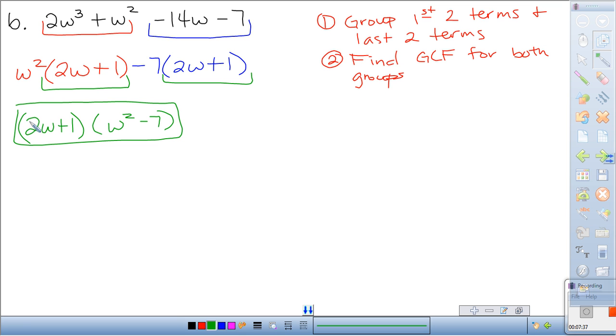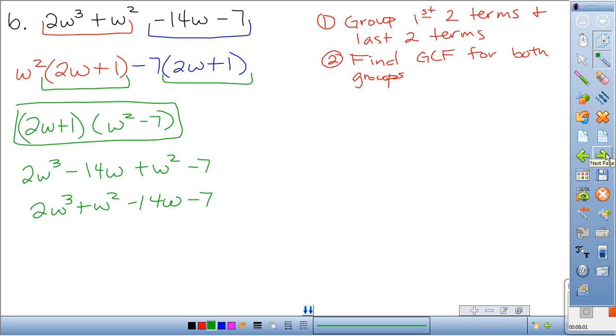And then we FOIL to check it. 2w times w squared, 2w cubed. 2w times negative 7, negative 14w. 1 times w squared plus w squared. 1 times negative 7, negative 7. Rearrange it to put it in standard form. 2w cubed plus w squared minus 14w minus 7. And we see we did do it correctly because we ended up with what we started with.